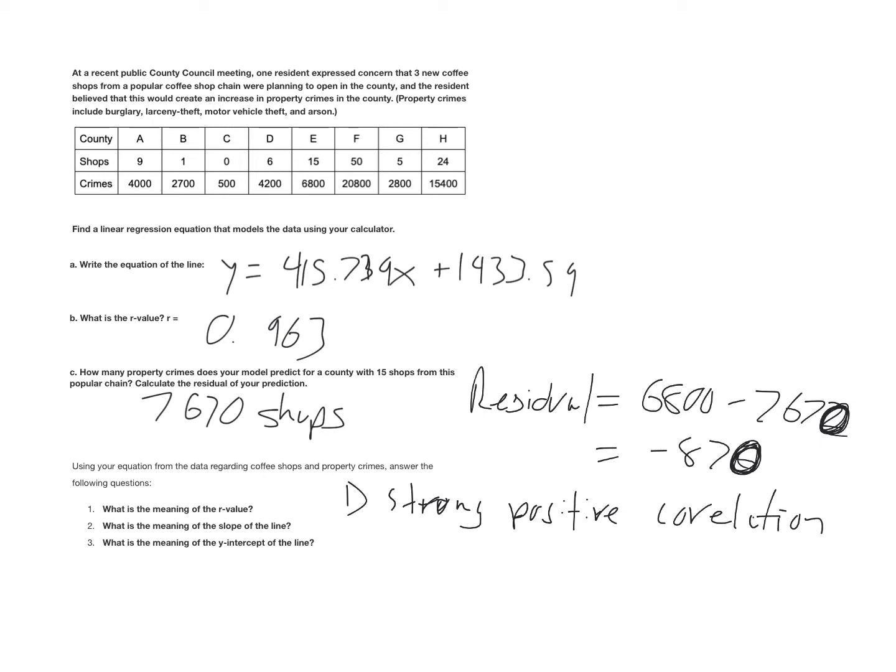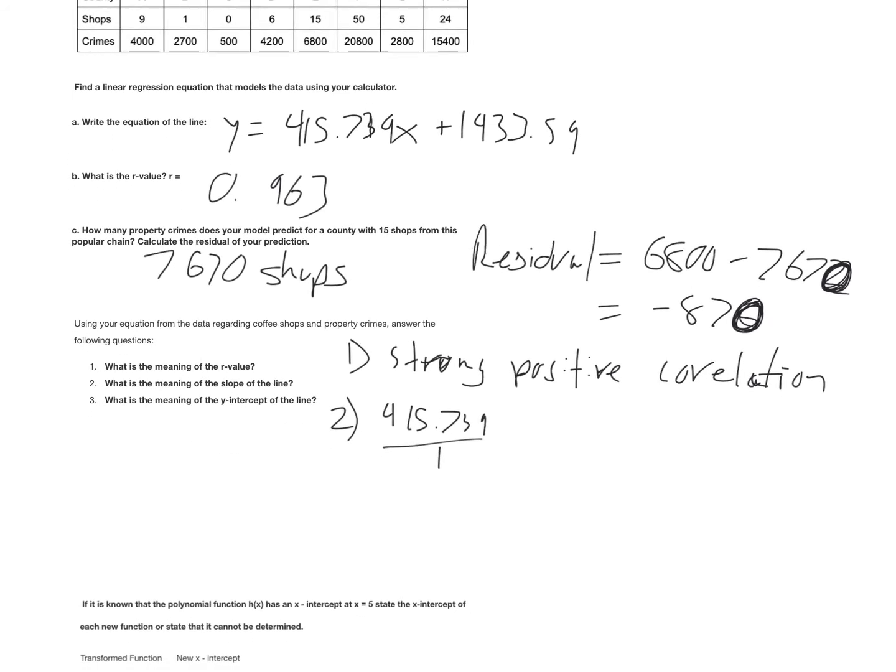Excuse my handwriting. Number 2, what is the meaning of the slope? Well, we just want to think about that slope as 415.739 over 1. I'm not going to write this whole thing down. I'm just going to talk about it, because then you don't have to watch me struggle to write neatly. Remember that slope is change in y over change in x.